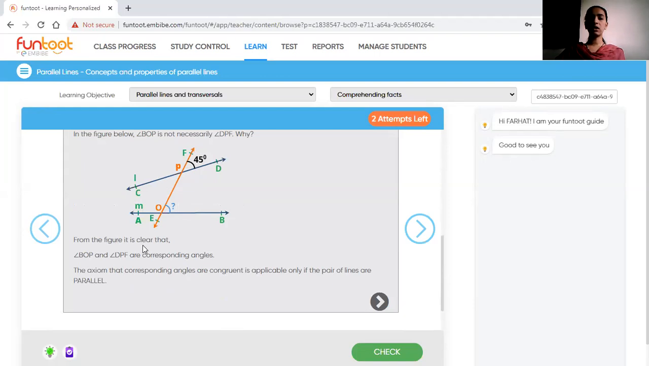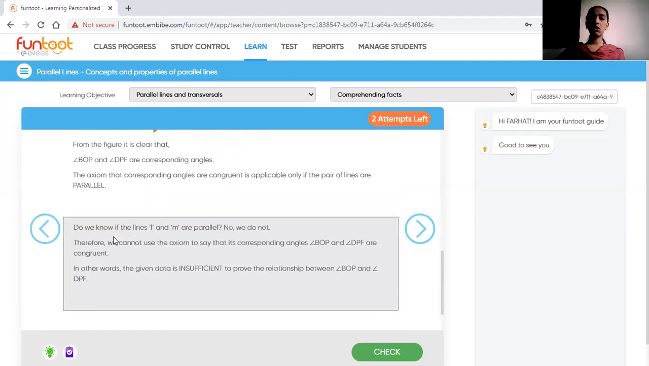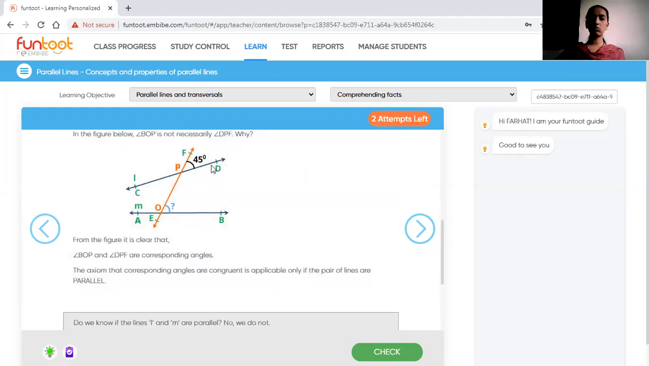Why? From the figure, it is clear that these are corresponding angles, but corresponding angles are always congruent. Yes, they are equal in parallel lines. Only when the lines are parallel and cut by a transversal are corresponding angles equal. But in this example, the lines are not parallel. Do we know if lines L and M are parallel? No, we do not know. So we can't say both are equal.